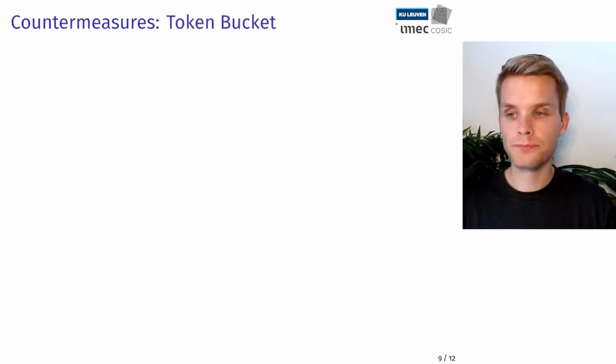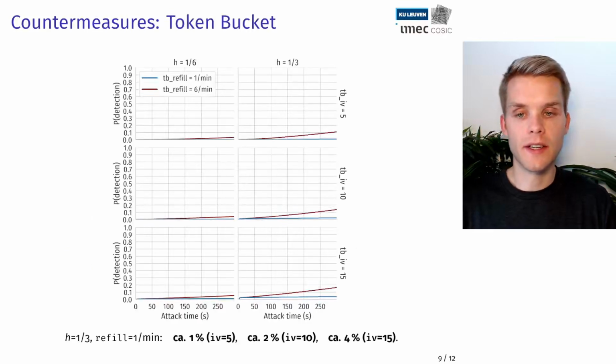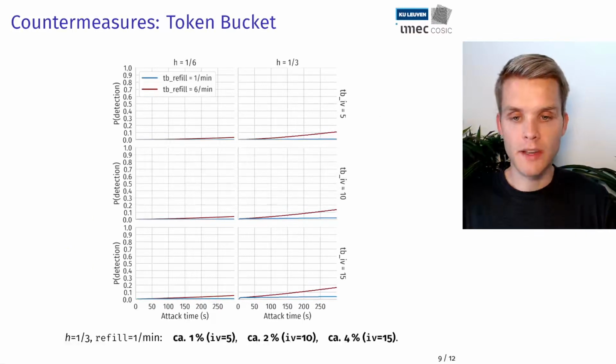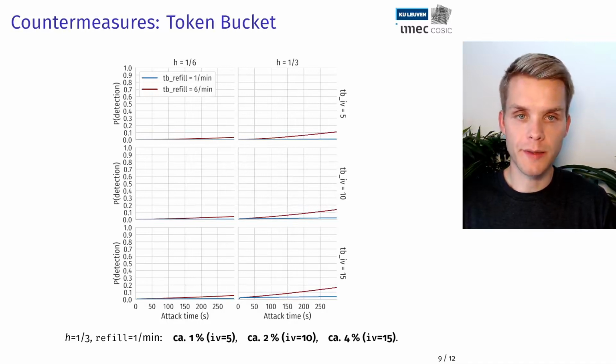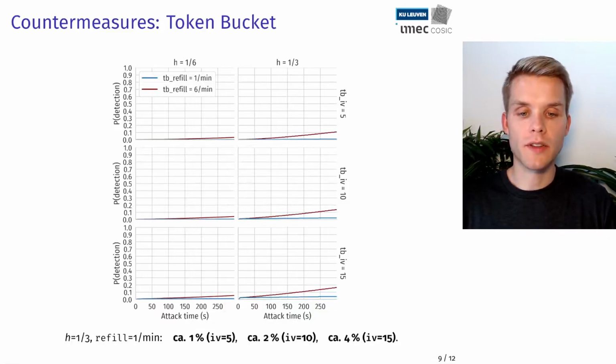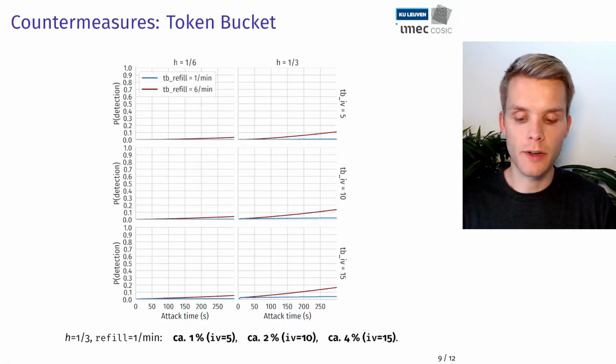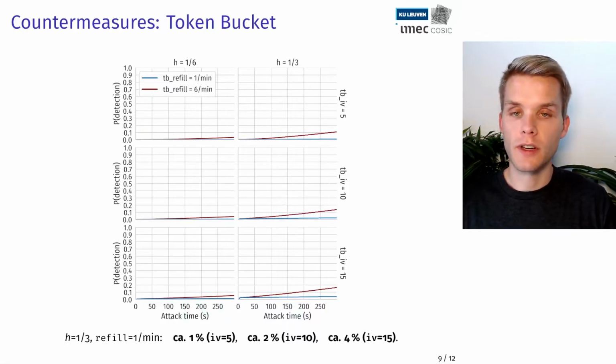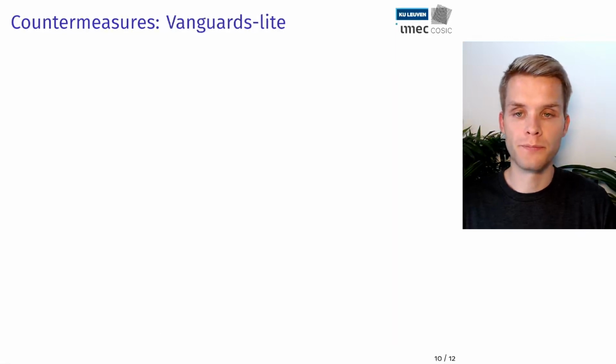0.4.7 line. Looking at the results, we can see that the token bucket countermeasure is quite effective against our particular attack. So against the adversary controlling 1/3 of all the hidden service directories that are maintaining the attack addresses, and for various initial values in the token bucket, so this is the rows, we see that after 5 minutes of attack time, compromise probabilities are between 1% for an initial value of 5, 2% for an initial value of 10, and 4% for an initial value of 15. So this is down from beyond 99% compromise probability.